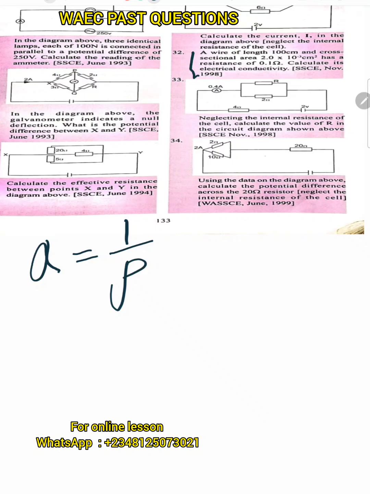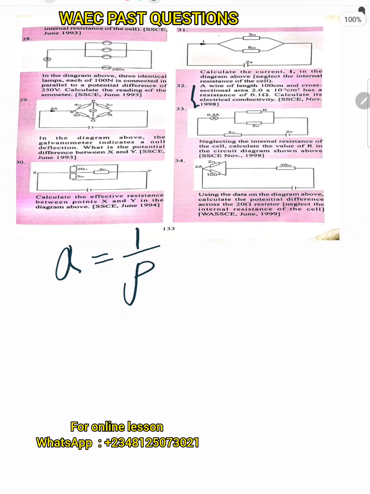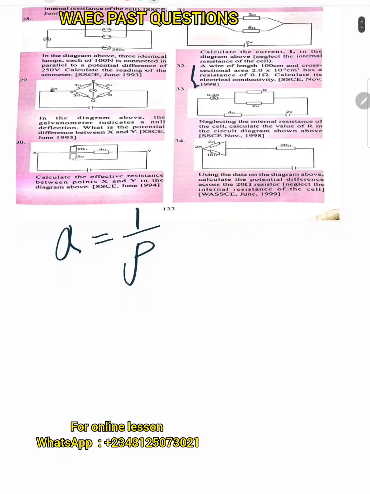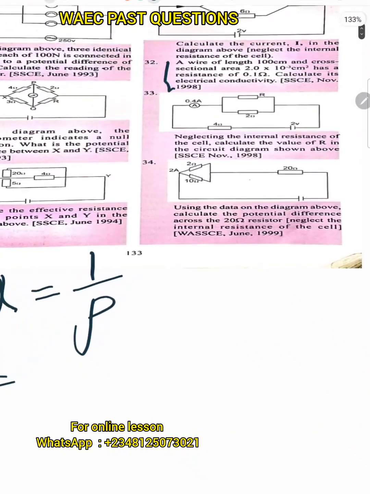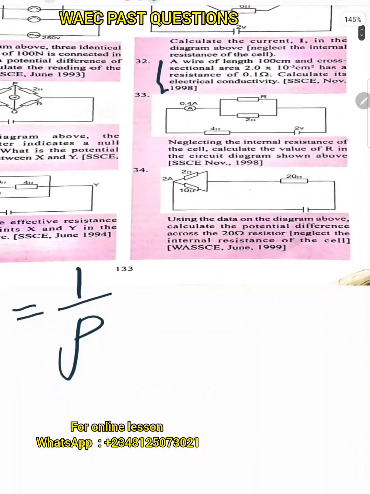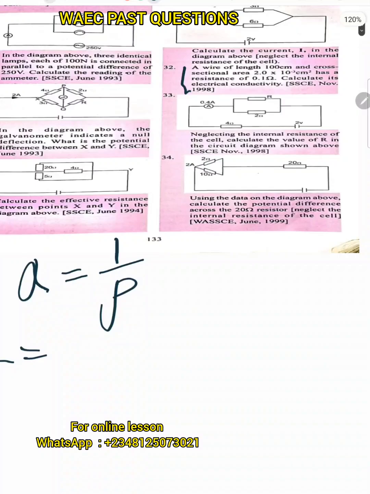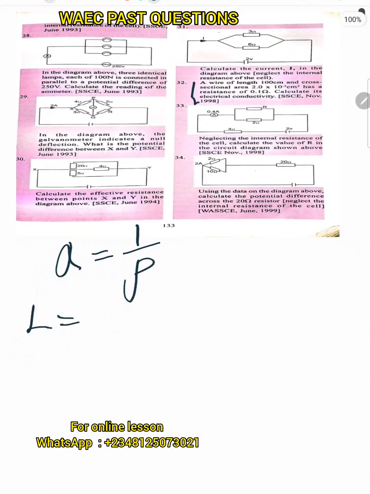Now what is given to us, don't forget, you must always list your parameters. The first thing given is the length. And before you calculate everything, you must define their SI unit. The unit of length there is centimeter, but we are working with meters. So we have 100 centimeter here. Let's convert it to meter by dividing by 100, which gives us 1 meter. That's for the length.